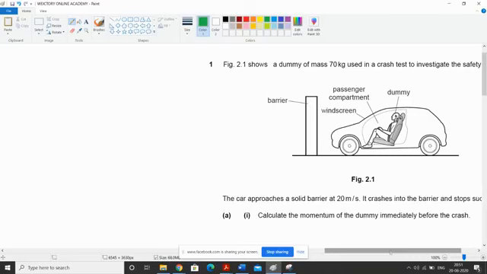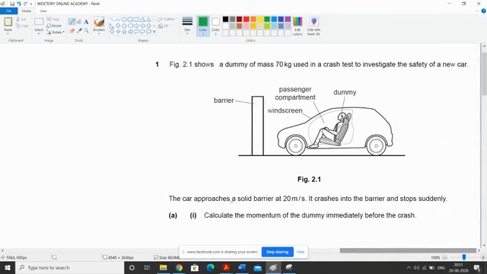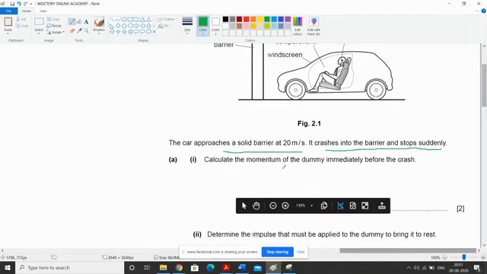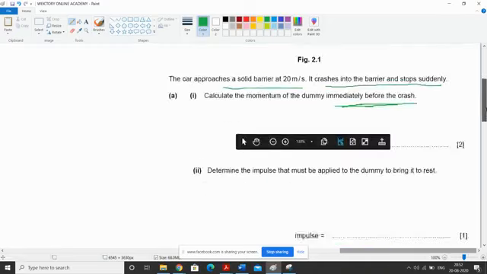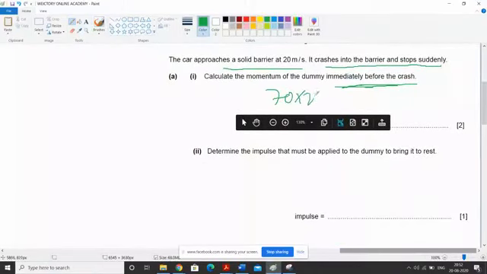So this is a dummy. Okay, the car approaches a solid barrier at 20 meters per second, crashes into the barrier and stops suddenly. Calculate the momentum of the dummy immediately before the crash. So momentum is mass multiplied by velocity. So 70 multiplied by 20 is 1400 kilogram meter per second.